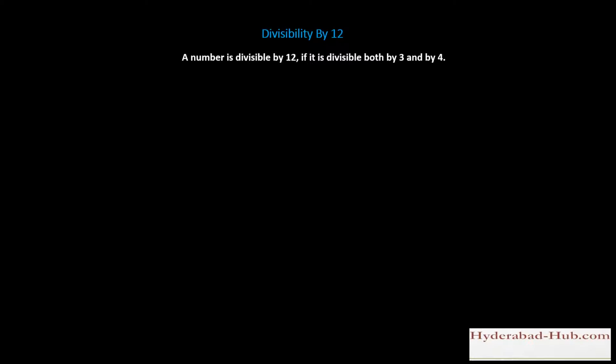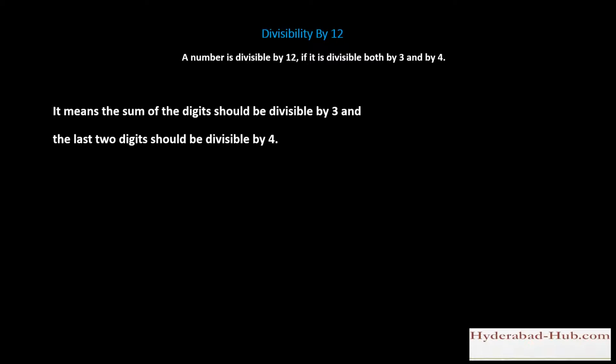Divisibility by 12. A number is divisible by 12 if it is divisible both by 3 and by 4. It means the sum of the digits should be divisible by 3 and the last two digits should be divisible by 4. Thus, the number has to meet two conditions to be divisible by 12.